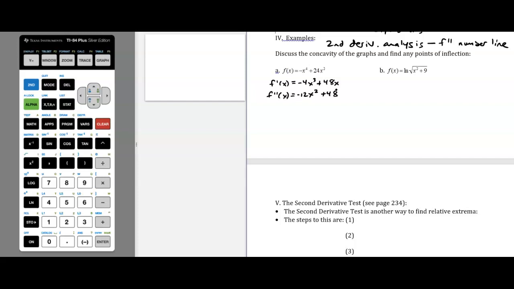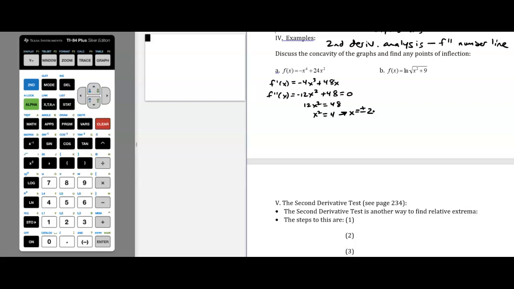Just like in the last section, when we wanted to see when the first derivative was equal to 0 or undefined, now we want to know when the second derivative is equal to 0 or undefined. This is a polynomial, which we also call a well-behaved function, so the derivative is never going to be undefined, but it is going to be equal to 0. If we solve this, we have 12x squared equals 48, so x squared equals 4, which implies x equals plus or minus 2.